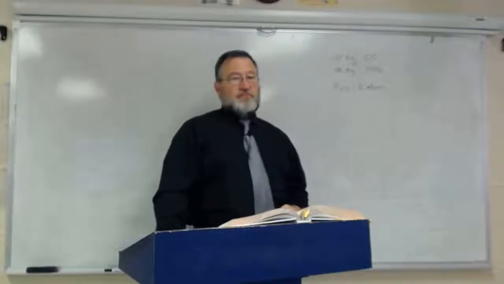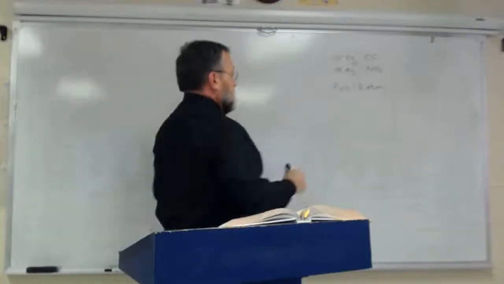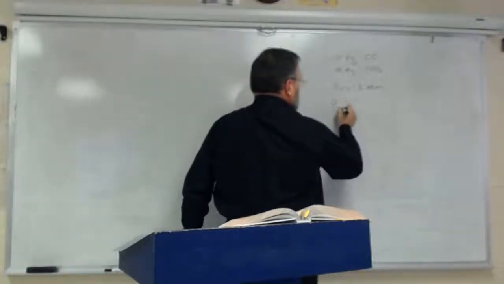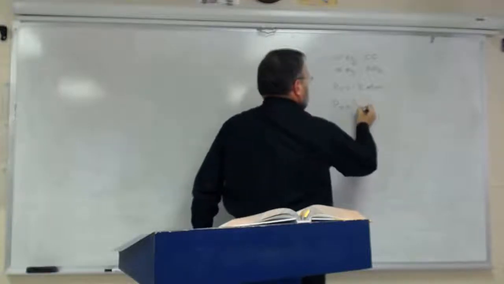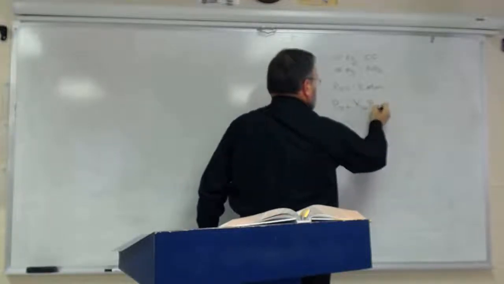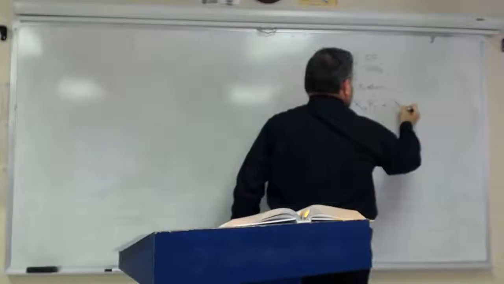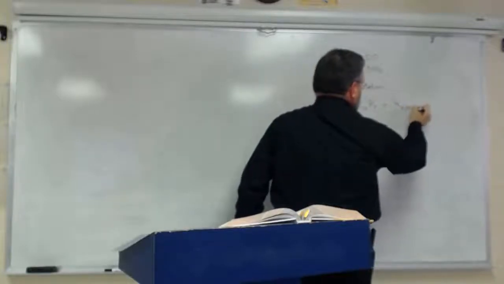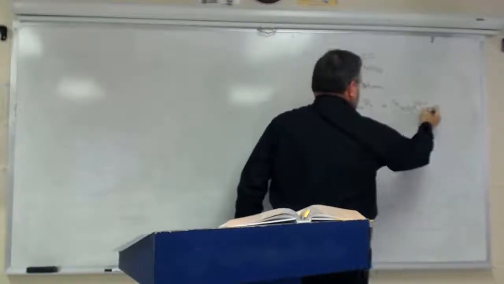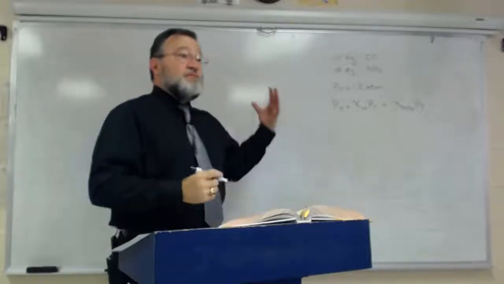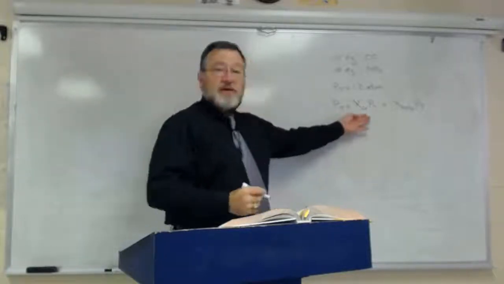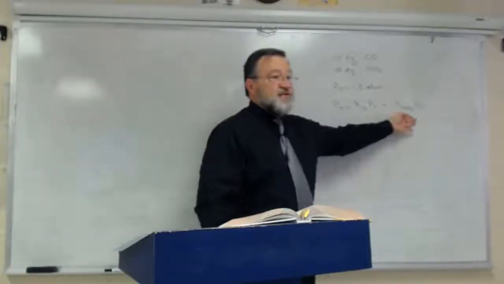Okay. So far, the only way we know how to do this would be that the total pressure is equal to the mole fraction of the carbon monoxide times the total pressure, plus the mole fraction of the nitrogen dioxide times the total pressure, right? So I need to come up with the mole fractions for carbon monoxide and nitrogen dioxide.